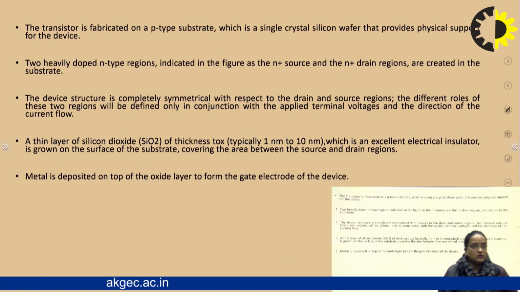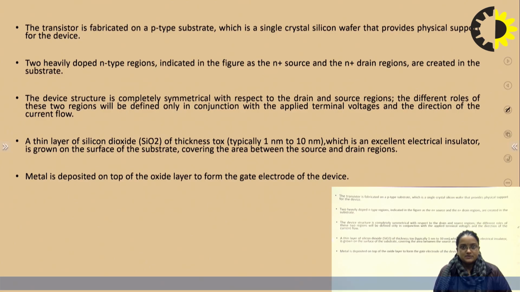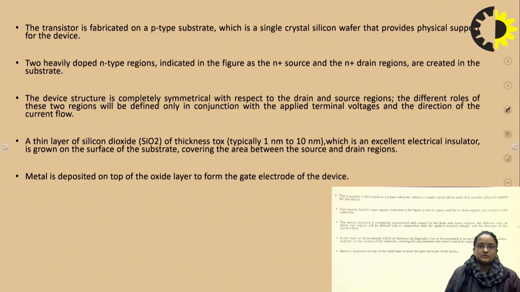This is the brief: the transistor is fabricated on a P-type substrate. As we all know, what is a P-type substrate? A P-type substrate is made by adding a trivalent impurity to the purest form of semiconductor, which is silicon or germanium. It is a single crystal silicon wafer that provides physical support to the device. So the substrate here is made up of P-type material.